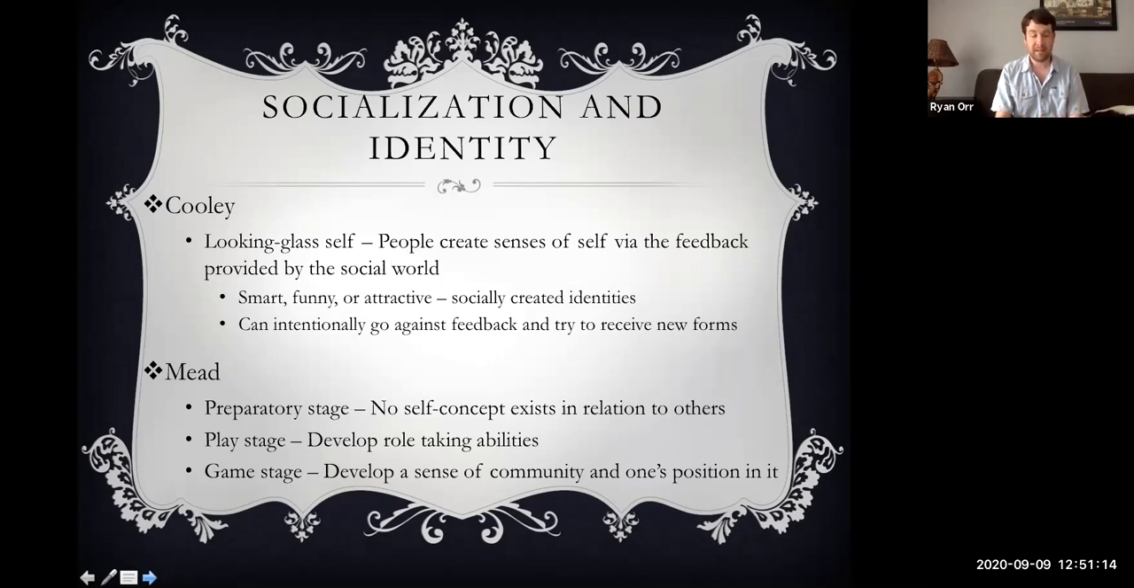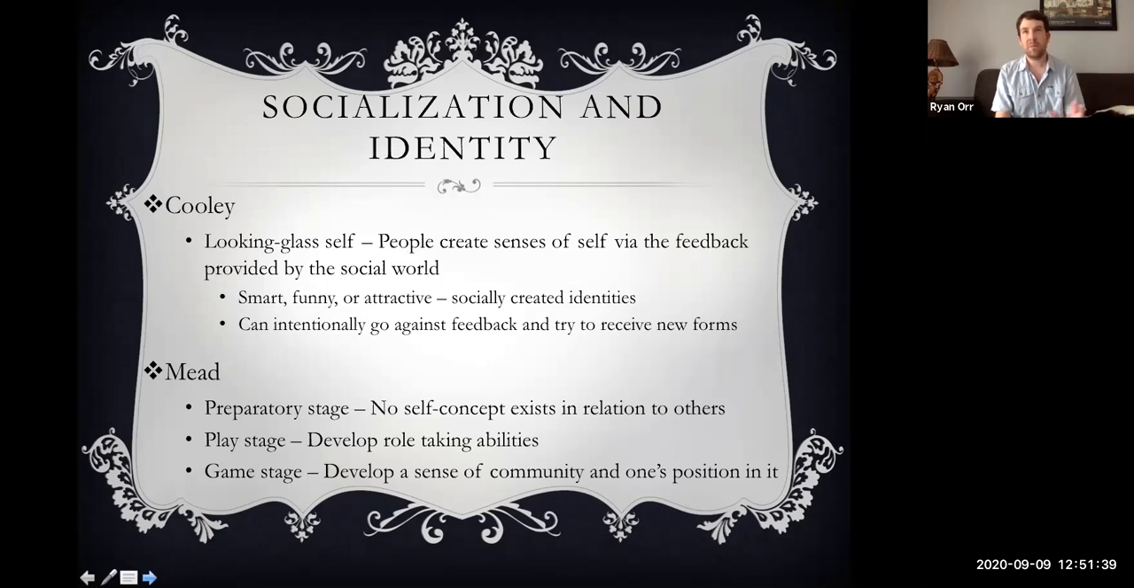But then again, let's say you always went to the dances in high school, you always found a partner when you were looking for one, but you get to college and nobody gives you the time of day. You start to rethink yourself in terms of, am I really attractive or not? So again, one's identity is socially created, but very fluid in nature, because based upon new forms of feedback, you can start to get new ideas of self.